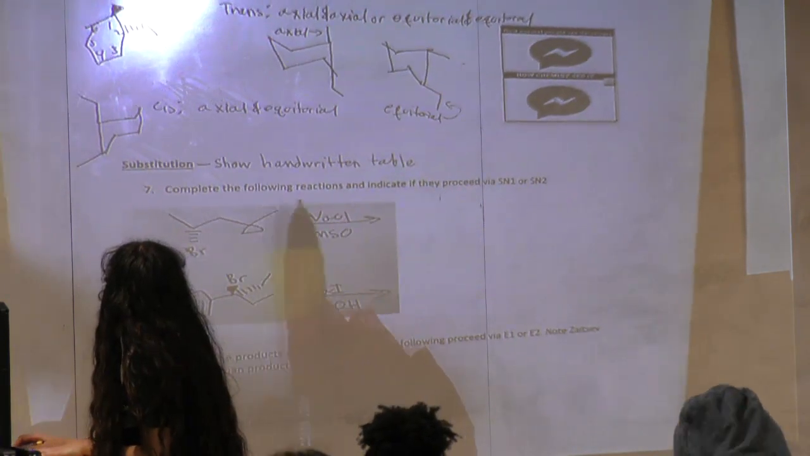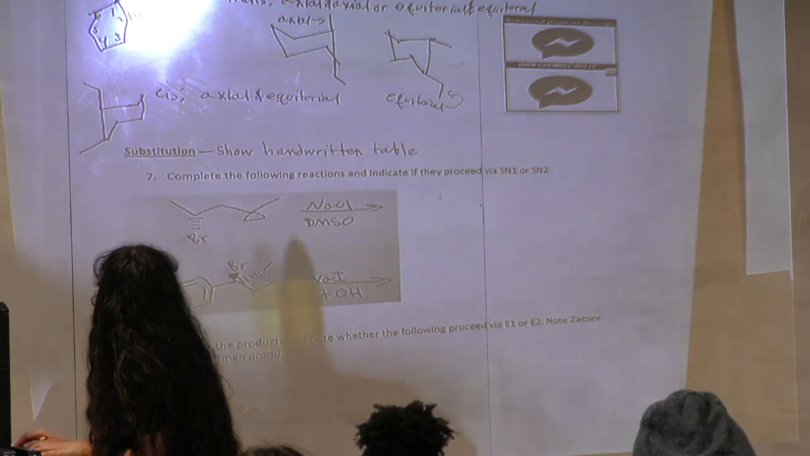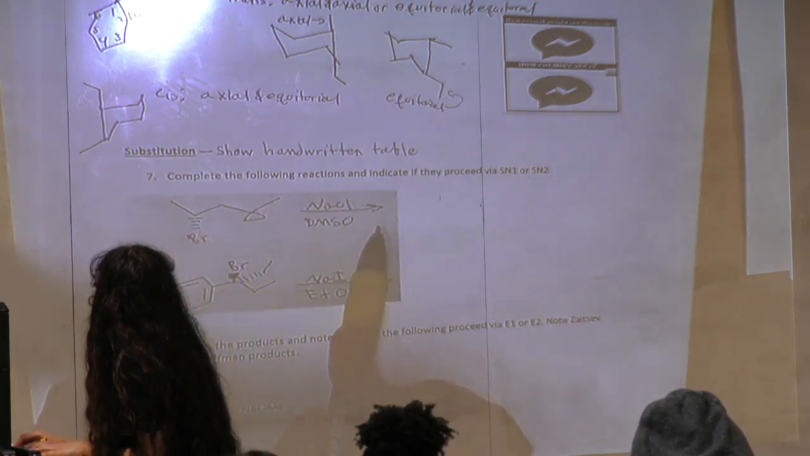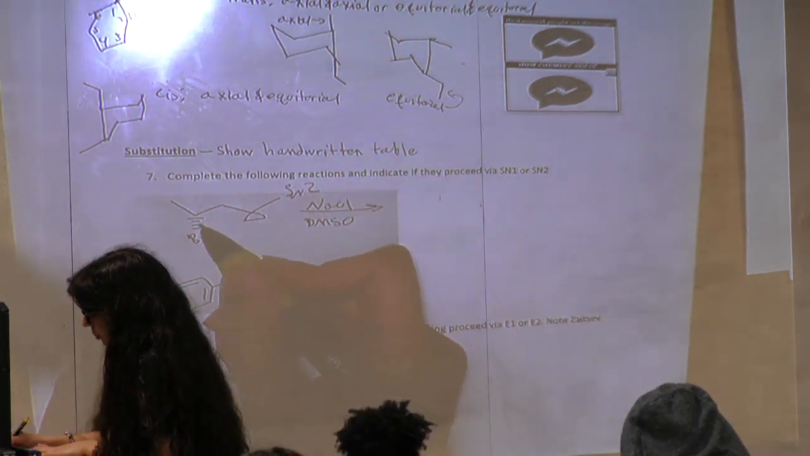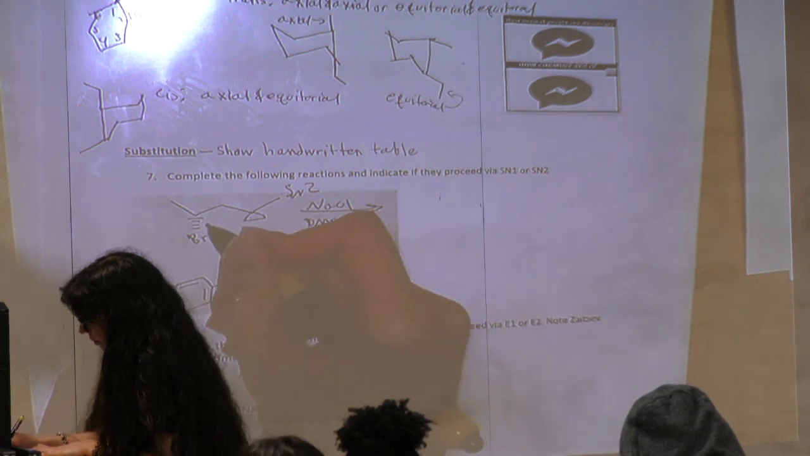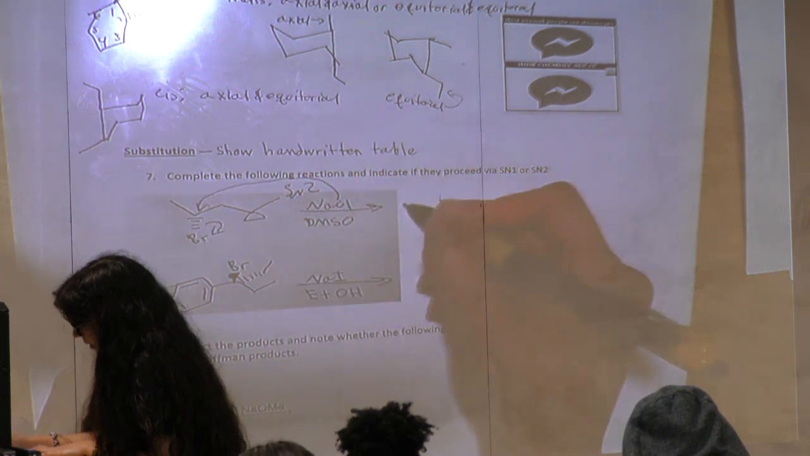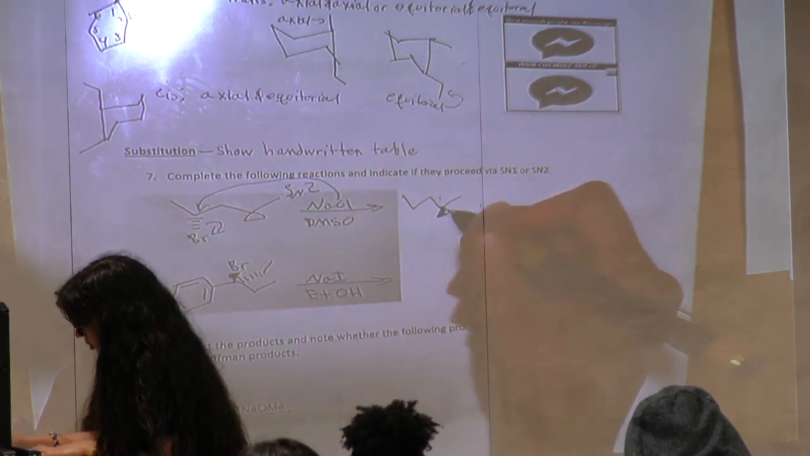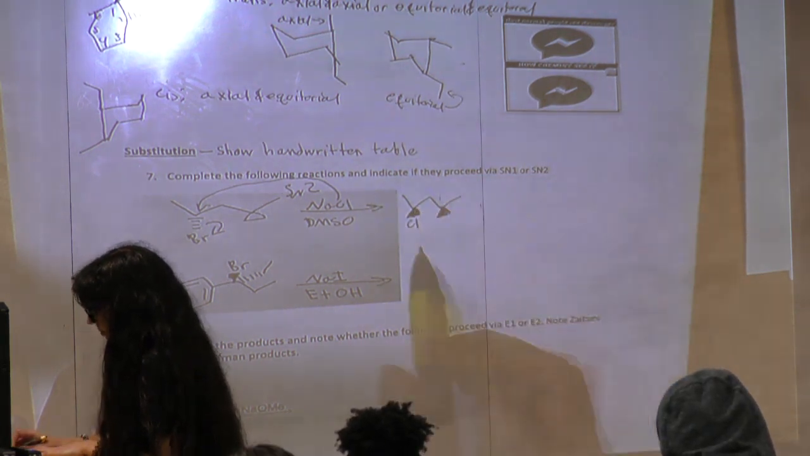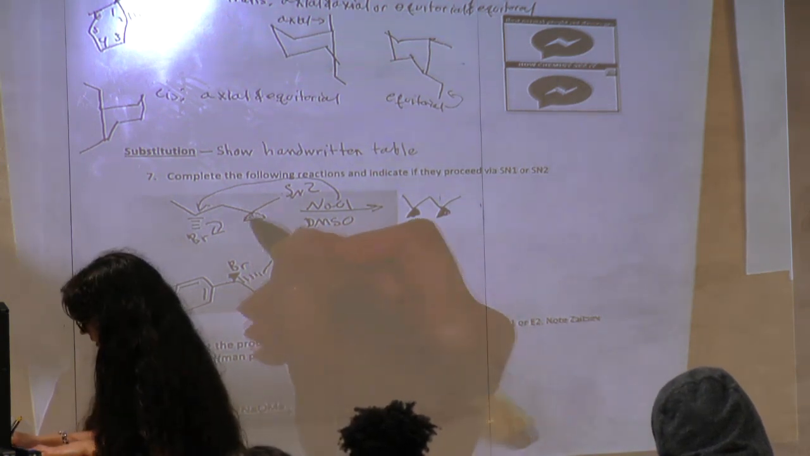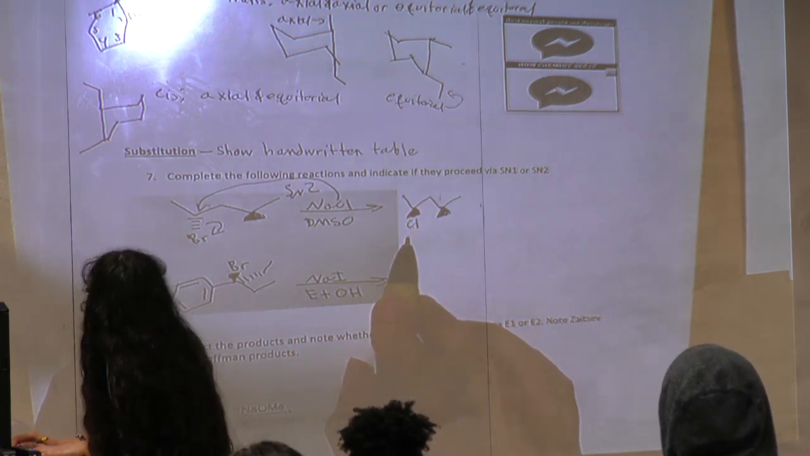Complete the following reactions and indicate if they proceed by SN1 or SN2. So this right here, is this SN1 or SN2? SN2, perfect. Bromine is a way better leaving group. Methyl doesn't leave, so bromine is going to leave, and our chlorine is going to come in and do a backside attack. And remember your inversion of configuration. So this is now going to become a wedge. We don't touch this. So this was a wedge, and it stays a wedge. We only do an inversion of configuration on the atom that we're attacking.